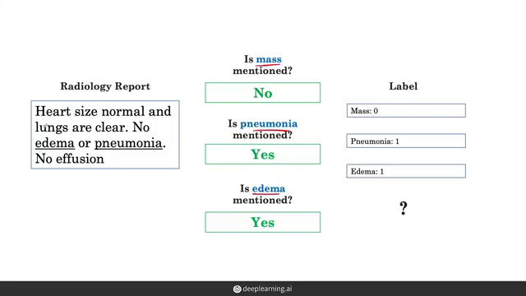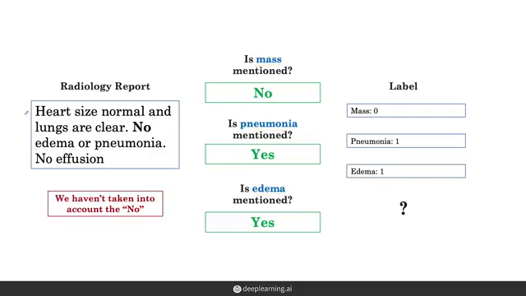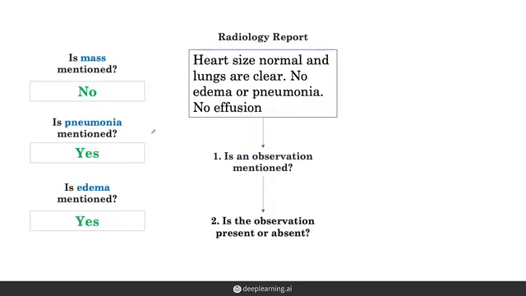On this report, we can see that mass is not mentioned, but edema and pneumonia are. However, notice that it would be incorrect to have the labels 1 for pneumonia and edema for this report. This is because we haven't taken into account the no before these mentions. This is why we need a second step in our pipeline, which uses the output of step 1 to now decide whether each mention is present or absent.